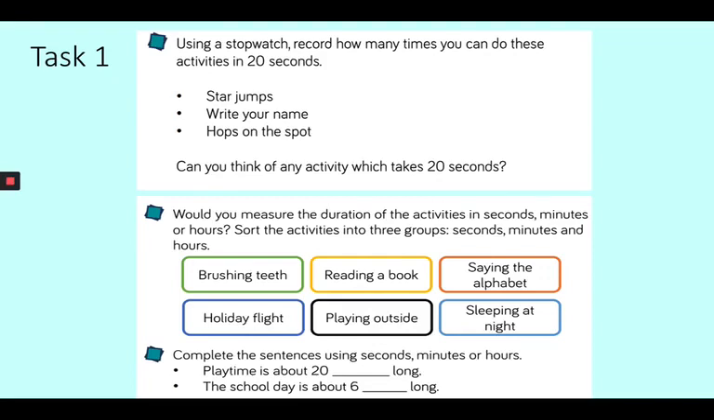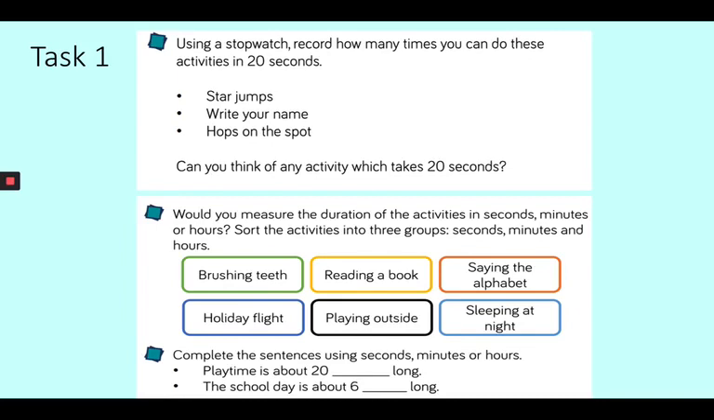Okay, well done. Let's have a look at your first task. So all of these questions are on a sheet on the Grange website, so you can go there and you can print it out if you can, or just answer the questions on paper. So the first thing I would like you to do is to use a stopwatch, or you can use your grown-up's phone or a stopwatch on the internet.